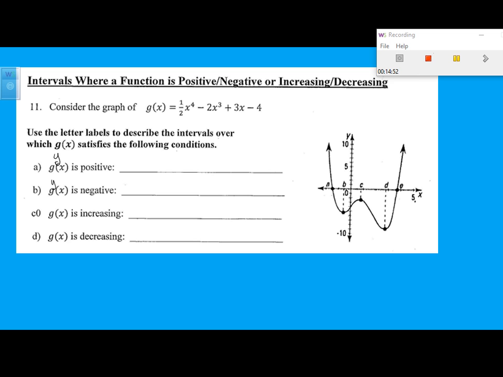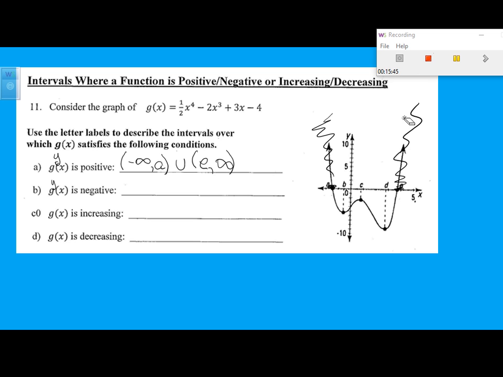So to answer this one, where are the y values positive? It's going to be this branch right here that's above the x-axis and this branch right there. So to write that, I'm going to say from negative infinity to point A, always in terms of your x value. And I'm going to say along with point E to infinity. So once again, wherever my y value was above the x-axis, so from negative infinity to point A, and then from point E there up to infinity.